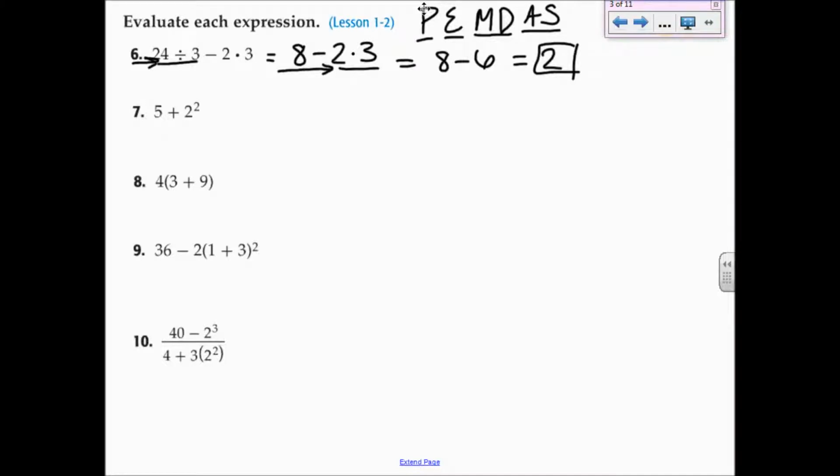In the next one, I look and I have no parentheses, but I do have an exponent, so that's what I'm going to do first. 2 squared is 4. And I don't have multiplication or division. The next step then is addition and subtraction, so 5 plus 4 is 9.